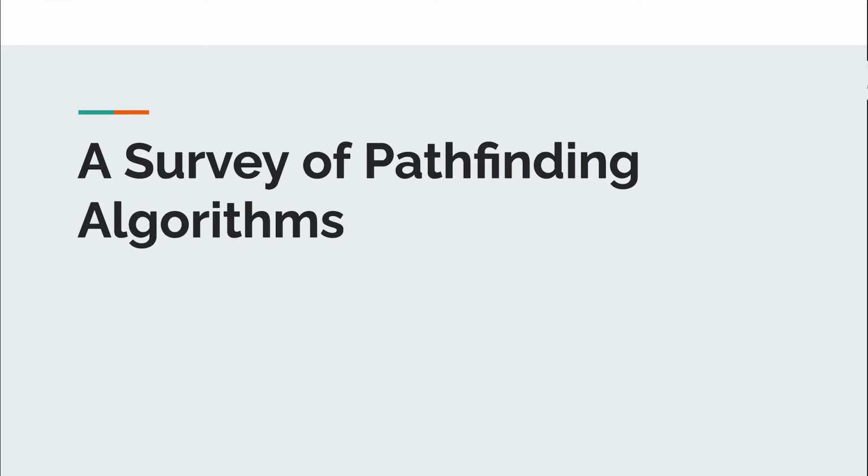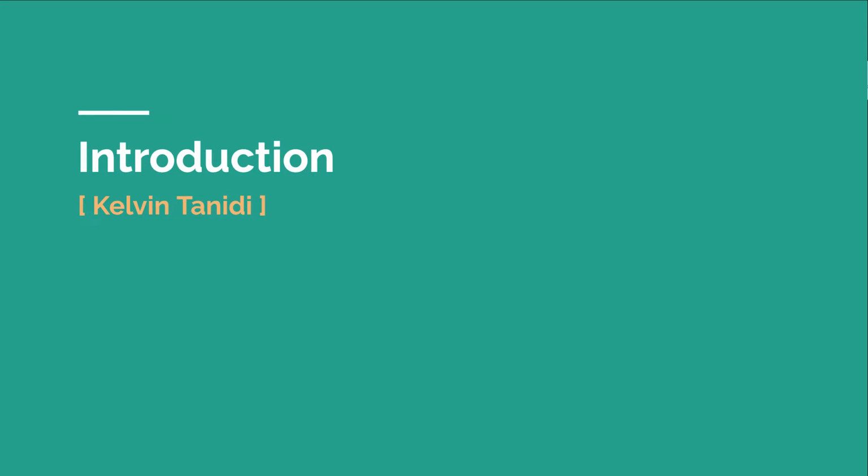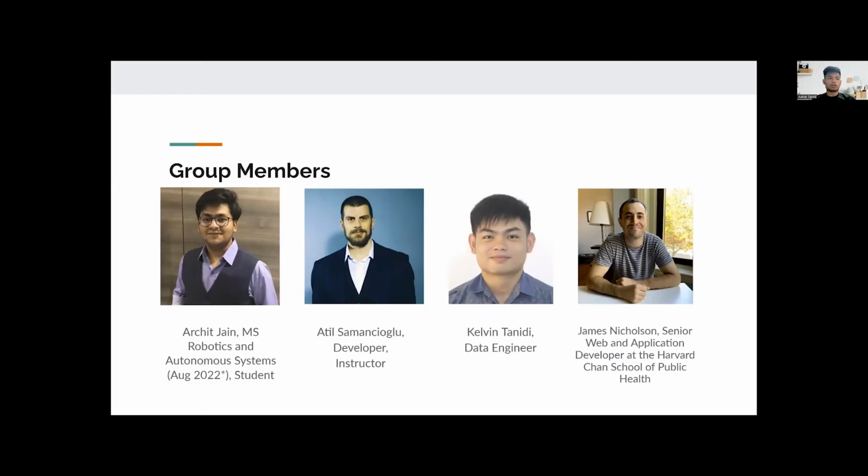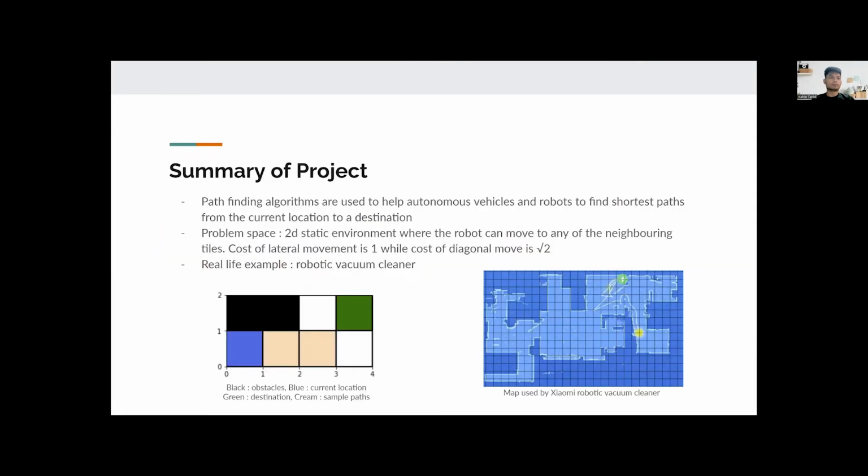Hi everyone. Our team will be presenting different pathfinding algorithms. We are a team of four. Archie is a robotic and autonomous systems master student. Atil is a developer and also an instructor. I'm a data engineer. James is a web and application developer.